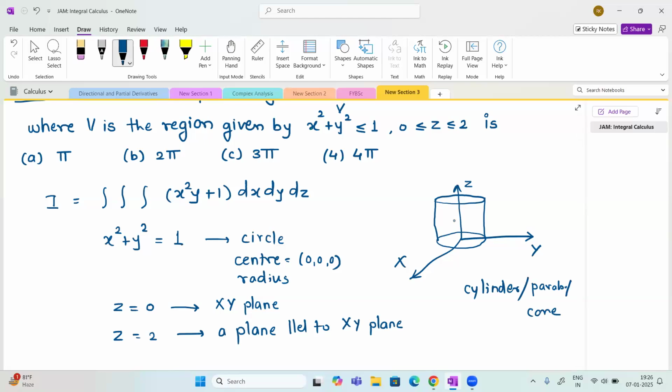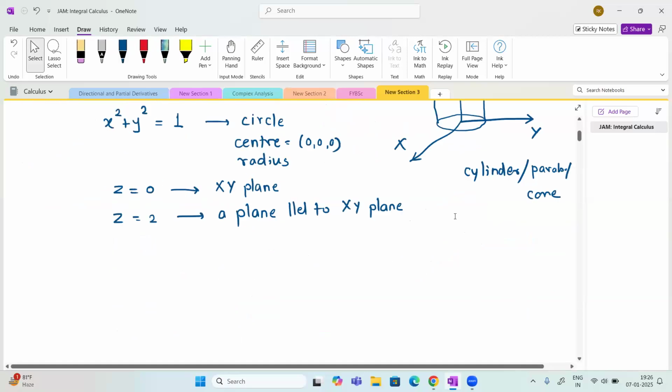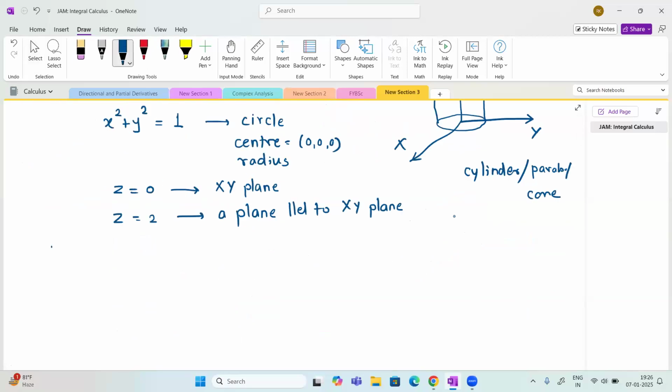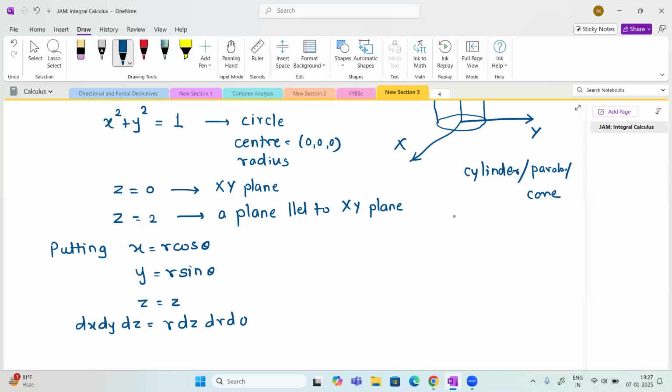So do you know the substitution required to convert a problem into the cylindrical coordinate system? Can anyone tell me? Yes, sir. x is equal to r cos theta, y is equal to r sin theta, and z is equal to z. Z will remain the same. So if you use this substitution, the problem will be converted into the cylindrical coordinate system. And what about dx, dy, dz? r dz dr d theta.